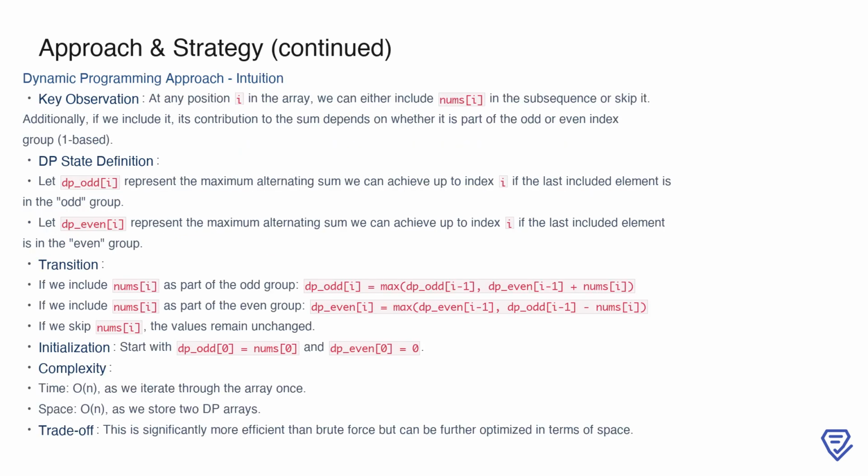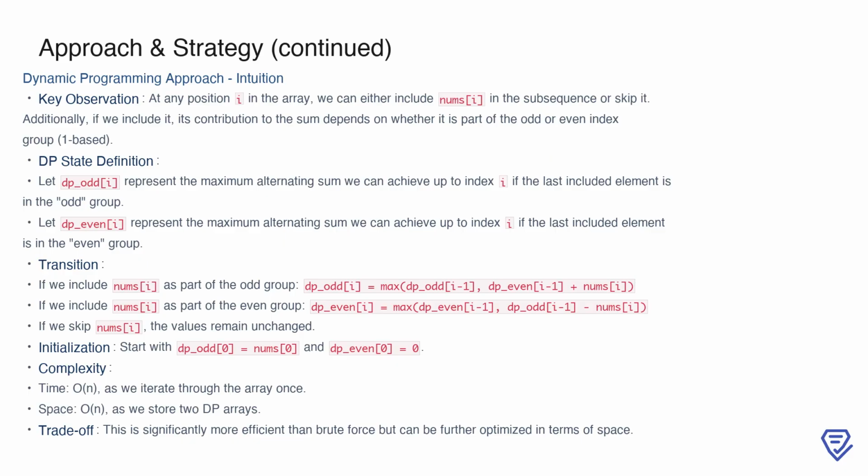Now, let's move to a more efficient solution using dynamic programming. The key observation here is that at any position in the array, we have two choices: include the current element in the subsequence or skip it. If we include it, its impact on the alternating sum depends on whether it contributes to the odd or even group in the sequence. To formalize this, we define two states, dp_odd and dp_even.